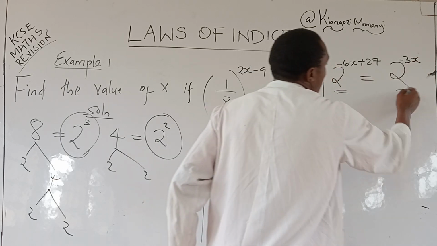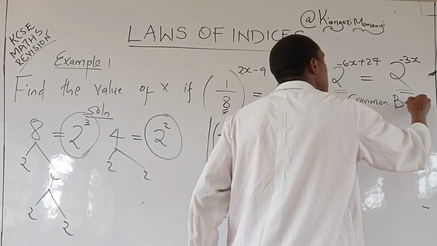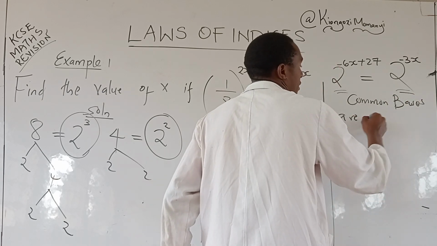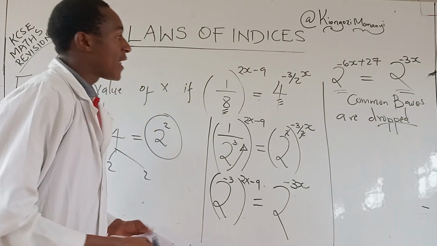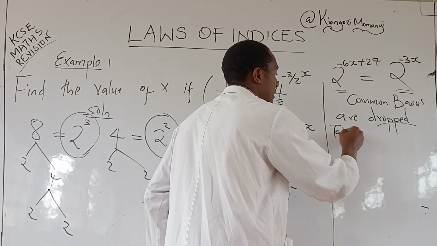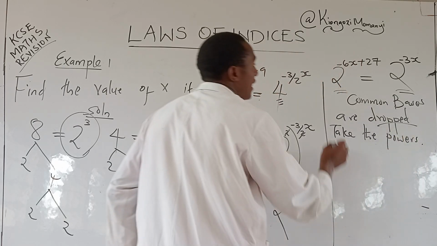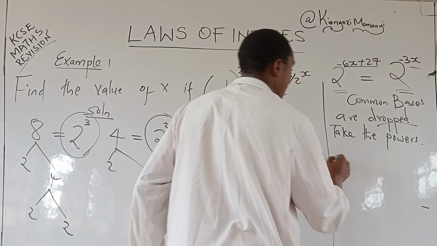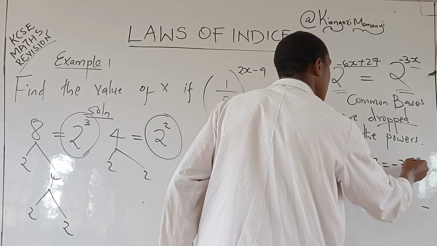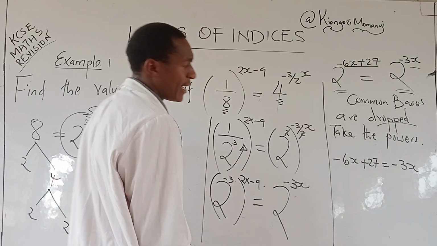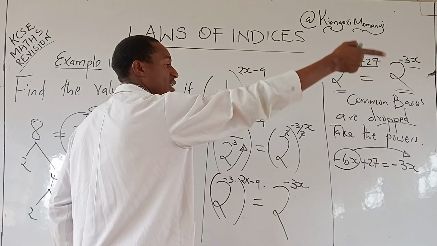Now, similar bases or common bases are dropped, not cancelled. So you drop the bases, then you take the powers. So we have the powers, negative 6x plus 27 is equal to negative 3x. Then we bring the like terms together. Let us take negative 6x to the other side of the equal sign.